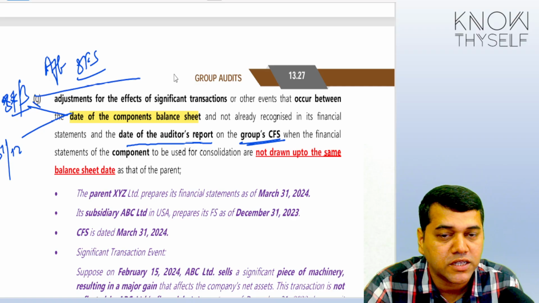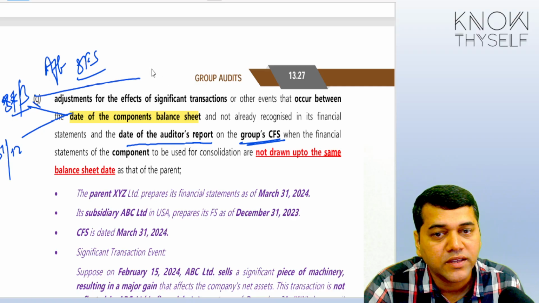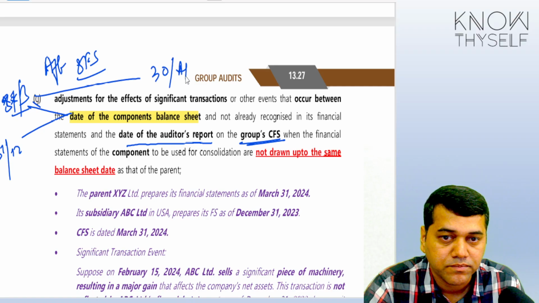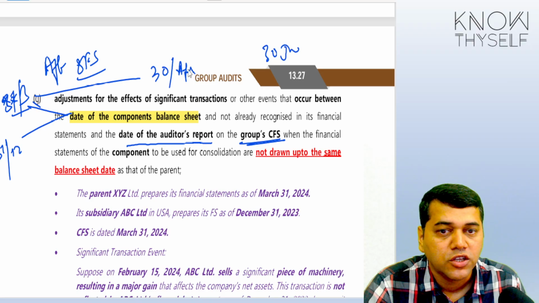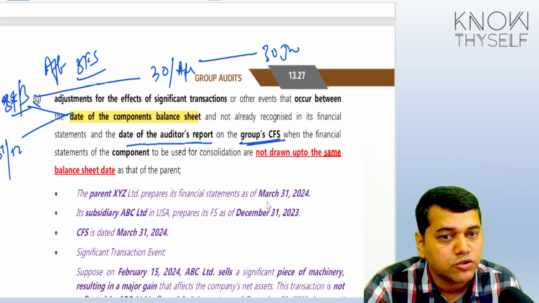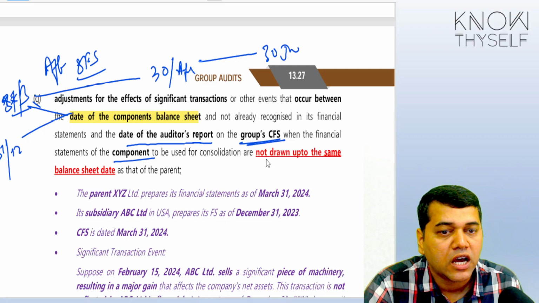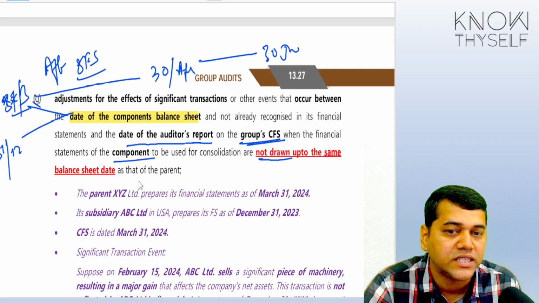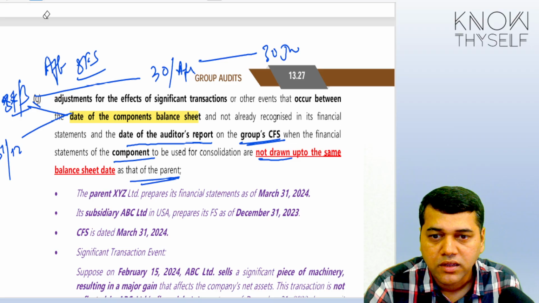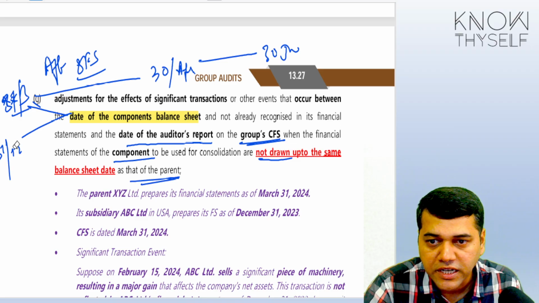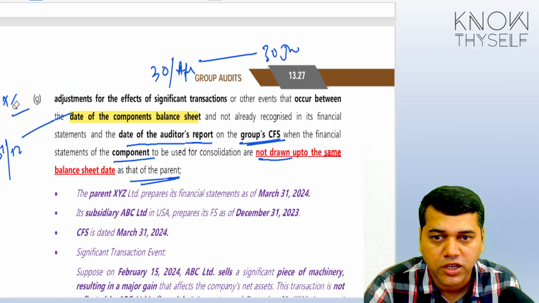See, this 31st March report could have been signed on, say, 30th April. And the group report must have been done on 30th July. So between 30th April and 30th July, if something has happened, when the financial statements of the component used for consolidation are not drawn up to the same balance sheet date as that of the parent. Okay, so primarily they are talking about this particular element.